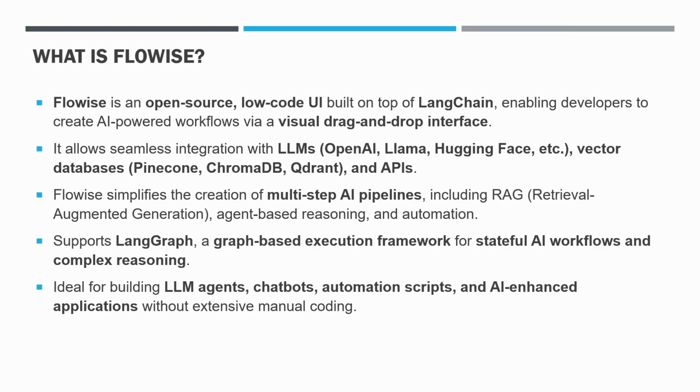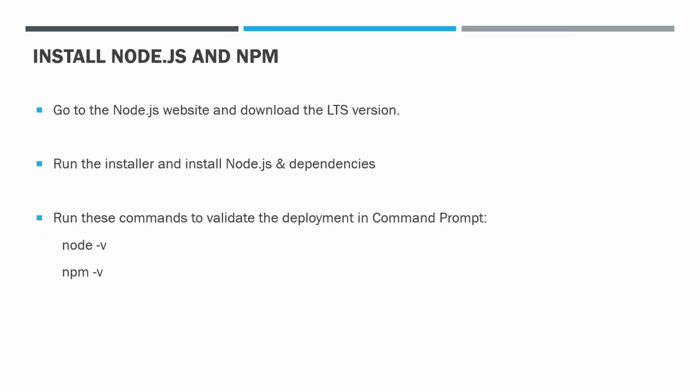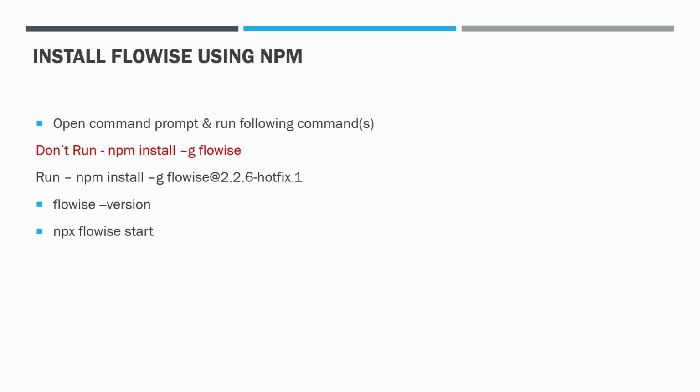The process that we'll follow is, first, we will go to the Node.js website and download the LTS version, which is the latest stable release. Then we will run the installer and install Node.js and also the dependencies that come along with it, because that is a very important step. If you skip them, there may be some issues that you may face. Then we will validate the installation, if it's showing the correct version to us. The next step will be to deploy Flowise using npm.